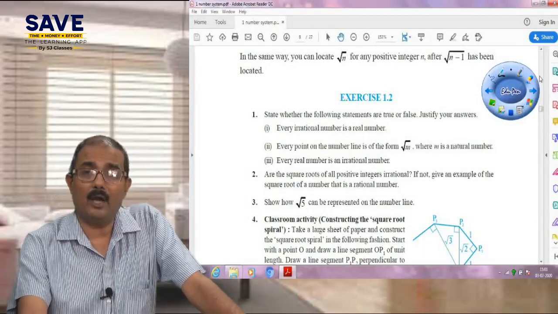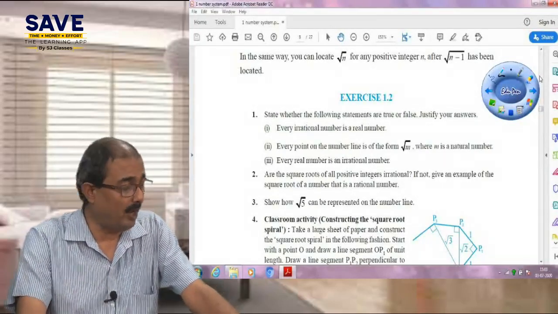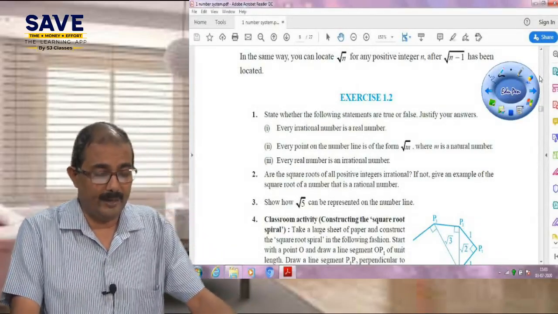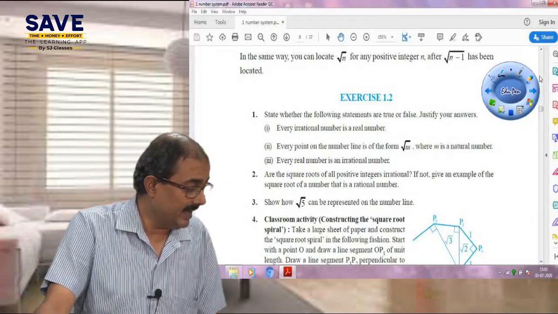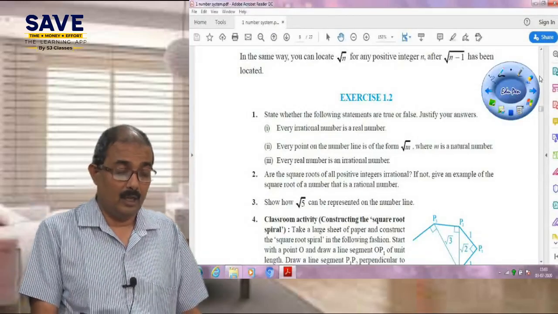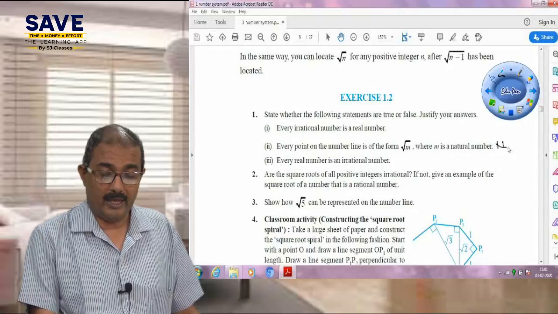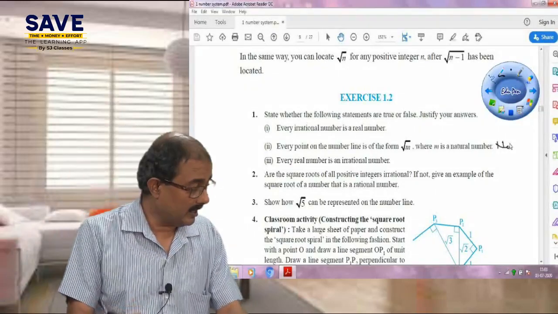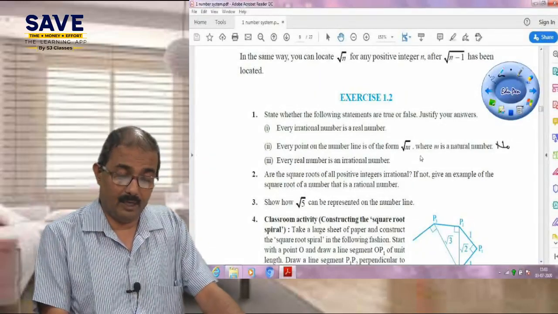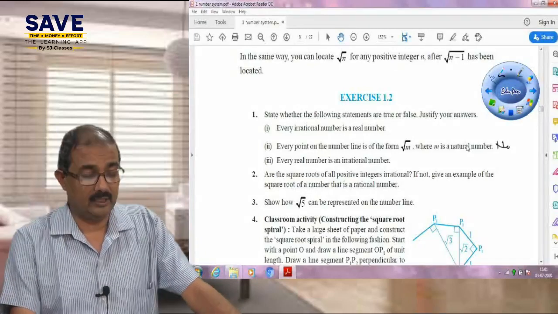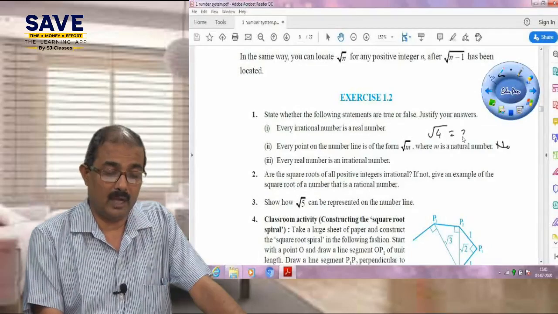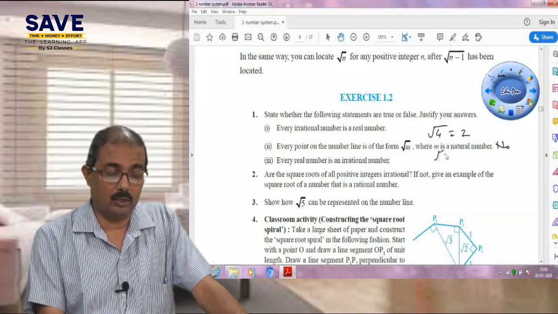Now in the second part of this question, every point on the number line is of the form root n, where n is a natural number. Now this is false. Why? Because if you find the square root of a negative number, then it will not lie on the number line. Root 4 you can write and mark on the number line. Root 3 also you can mark on the number line.